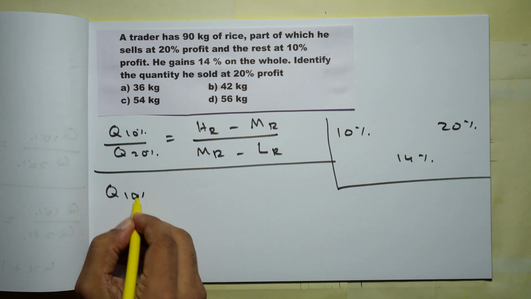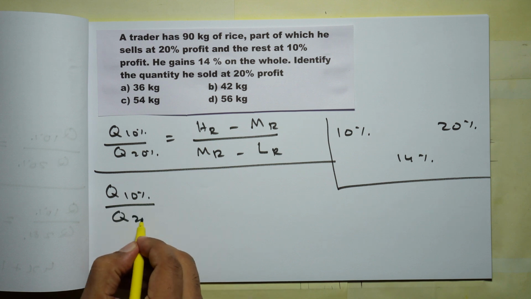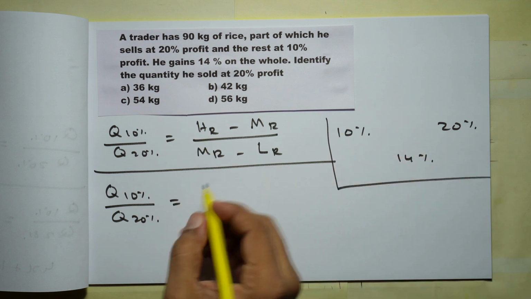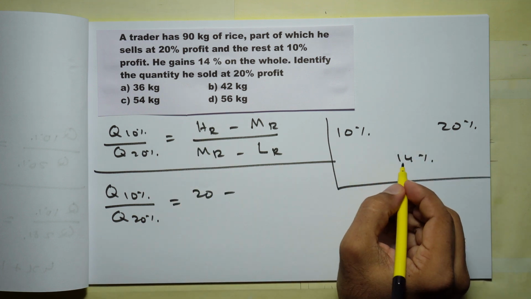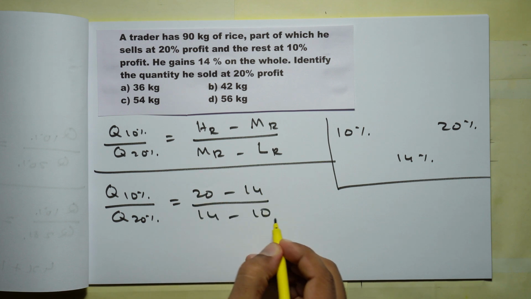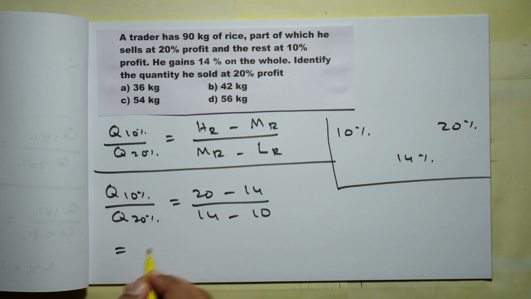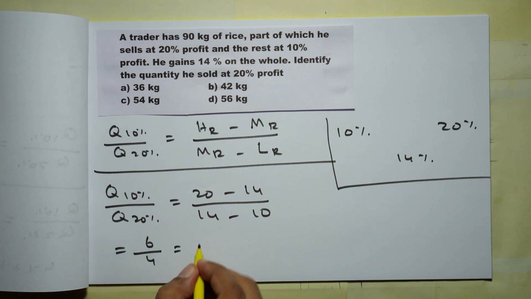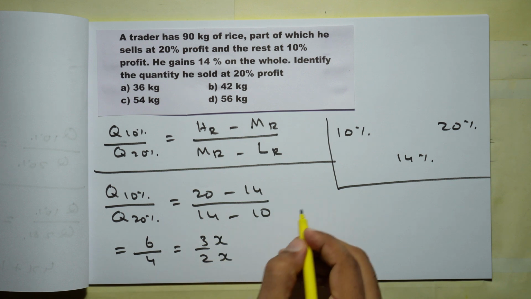So quantity he invested at 10% to quantity he invested at 20% profit. This ratio is given as higher returns, that is 20, minus mean returns 14, divided by mean returns 14 minus lower returns 10. So 20 minus 14 gives you 6, 14 minus 10 gives you 4. That is in the ratio 3:2. So they are in the ratio 3 is to 2. So we'll take their actual values to be 3x and 2x.